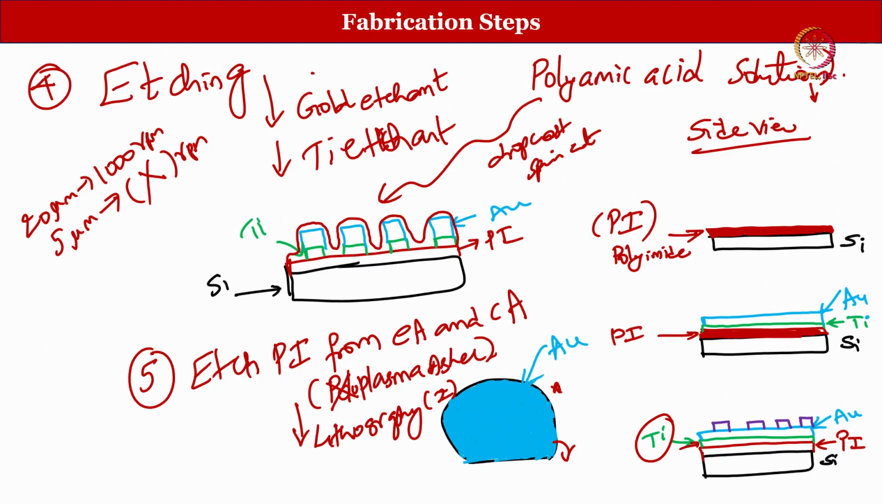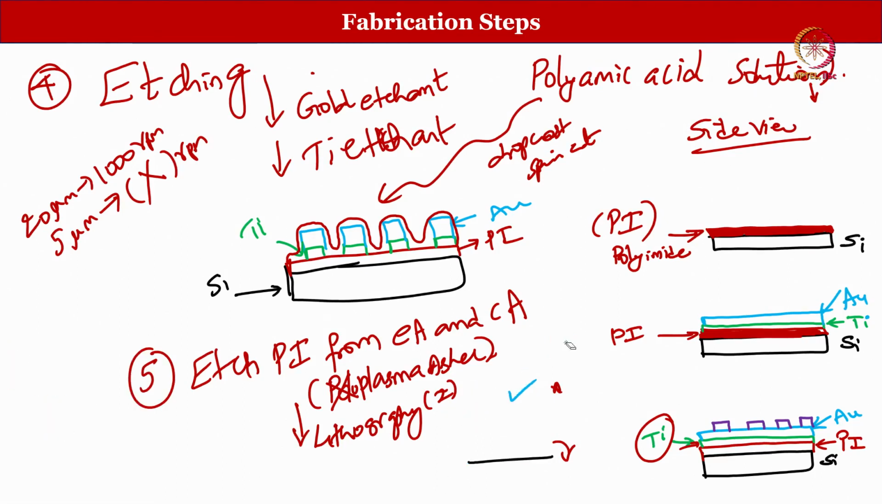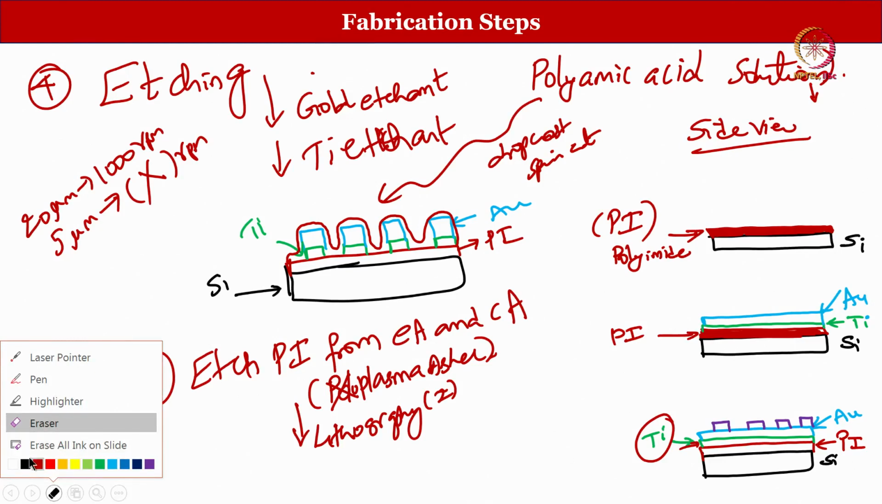When you are exposing it, you have to align properly with the first layer, otherwise this is going to be a mess. Are you getting it? So, once you do that, you are going to remove the polyamide from the places where you do not want it, right. So, I am assuming that everything is done.